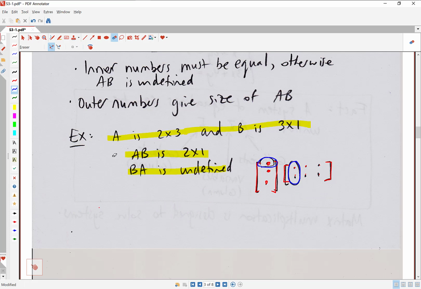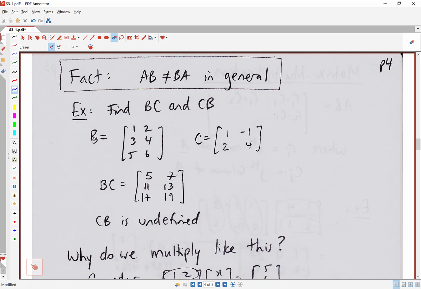So we actually figured out something quite deep in this example, which is that the order of multiplication matters. AB is a 2x1 matrix, whereas if we do the multiplication in the other order, BA is not even defined. So these are vastly different answers that we're getting from the two different orders of multiplication. So let's write that up as a fact, quite an important fact. AB is not going to equal BA in general. In other words, order matters when you're multiplying matrices.